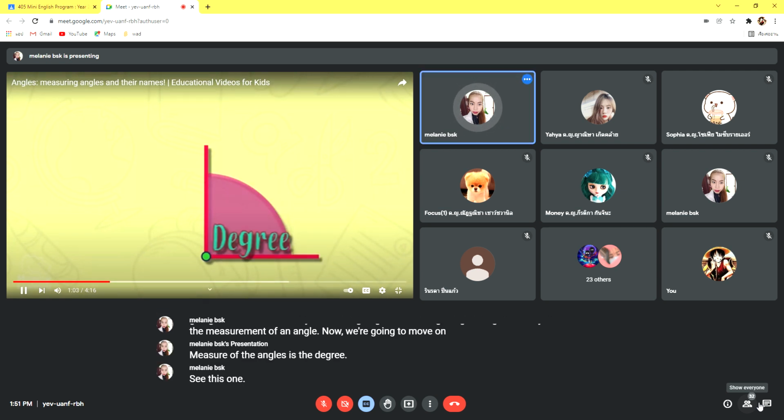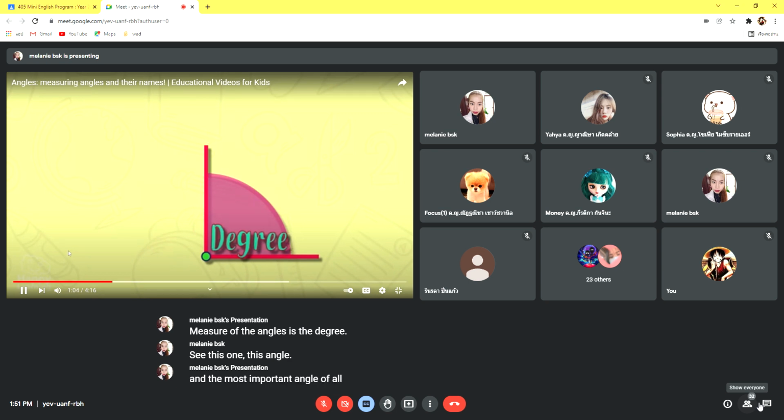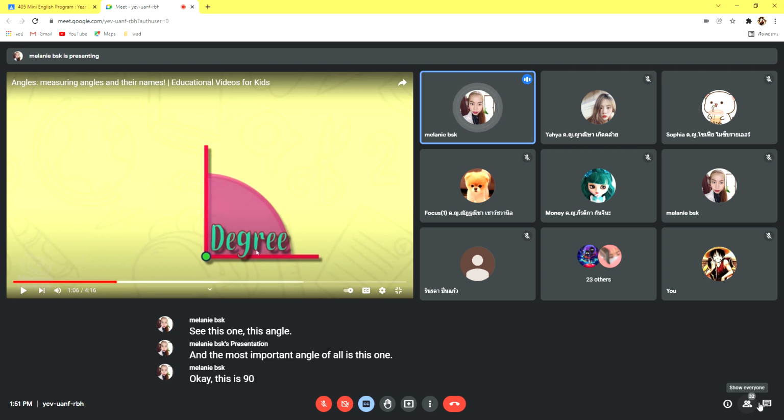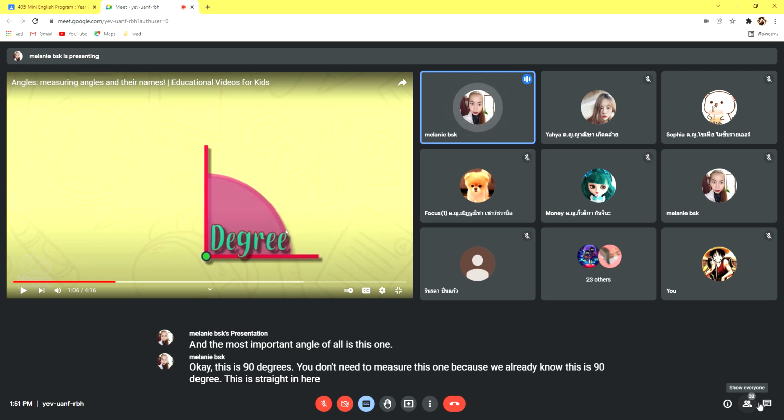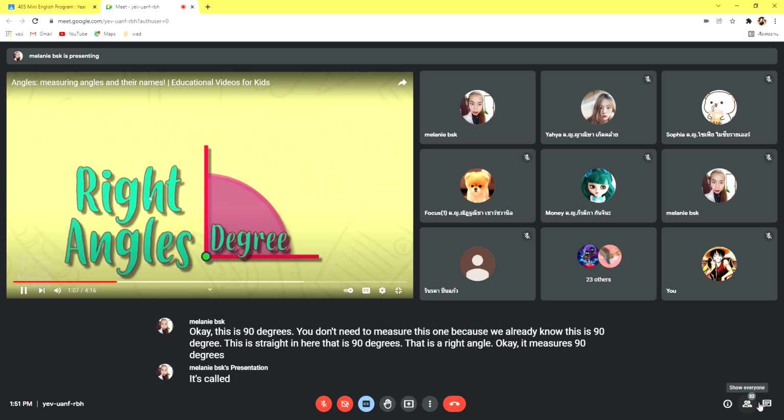And the most important angle of all is this one. Okay, this is 90 degrees. You don't need to measure this one because we already know this is 90 degrees. This is straight in here. That is 90 degrees. That is a right angle. Okay, it measures 90 degrees. It's called a right angle and it measures 90 degrees.